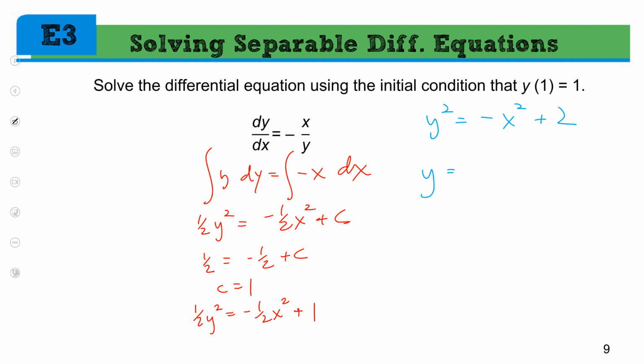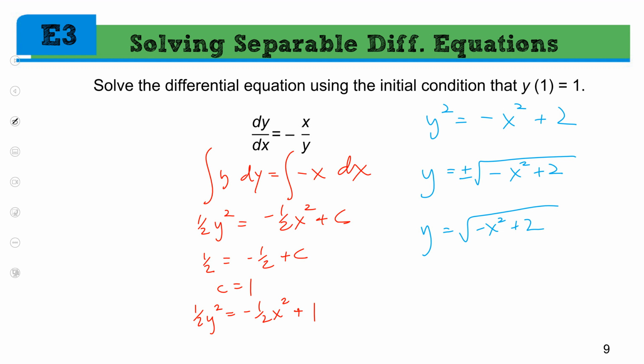Okay. Here's where things get a little bit crazy. Oh, but wait, we're not done. It can't be both plus and minus. It's got to be one or the other. Which one is it? And by the way, the answer to the question is so simple that you're going to be amazed. Why plus? Because the value is (1, 1). Beautiful. Nice job, Andrew. y is equal to the square root of negative x squared plus 2.